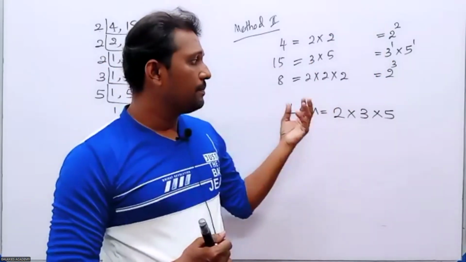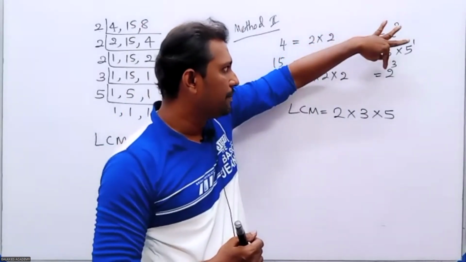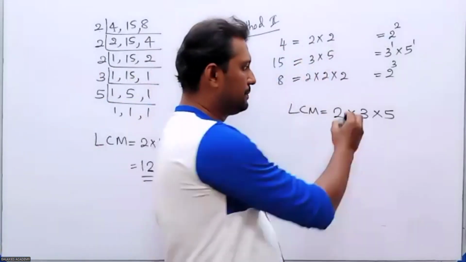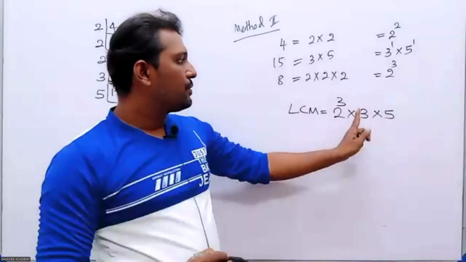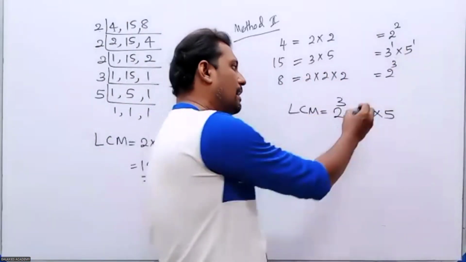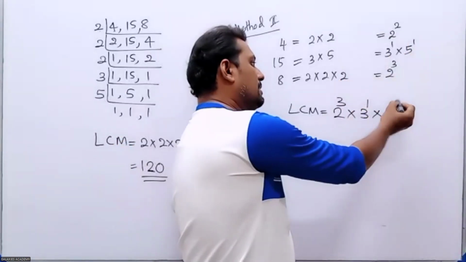What are the indices of 2? 2 to the power 2, 2 to the power 3. So what is the highest index? 2 to the power 3. 3 you can see as a power here, 3 to the power 1, highest index is 1. 5 to the power 1, highest index is 1.